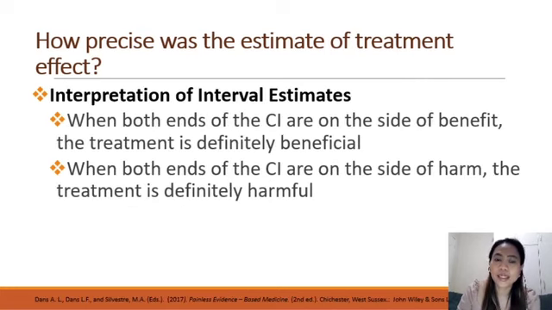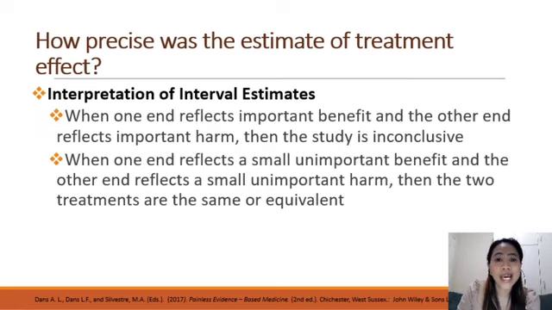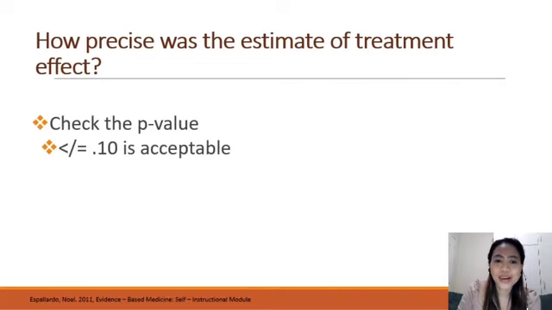More importantly, the CI should be either both on the side of benefit or both on the side of harm to determine if treatment is definitely beneficial or harmful, respectively. If the ends of the CI are on the opposite sides, then either the study is inconclusive or the two treatments are equivalent. Another way to determine precision is to check for the p-value. A p-value of less than or equal to 0.1 is acceptable. A cut-off p-value of less than or equal to 0.05 is better.